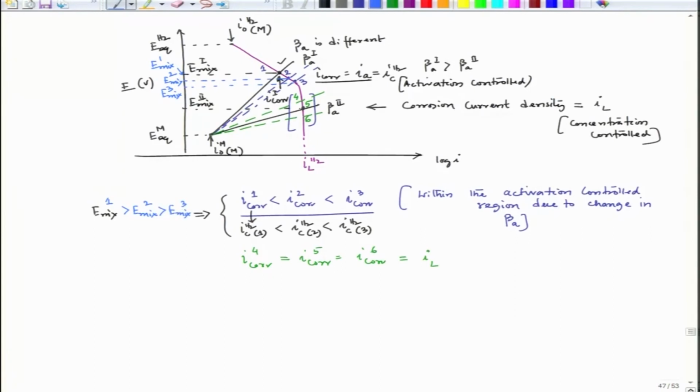Fine. So, this is the situation of E mix we are seeing, but when we get to the concentration polarization side, if I try to see E mix 4, then E mix 5, E mix 6, that means we are talking about these 3 points. So, those are the mixed potential points. Their relation, I could see that this is greater than this, greater than this.